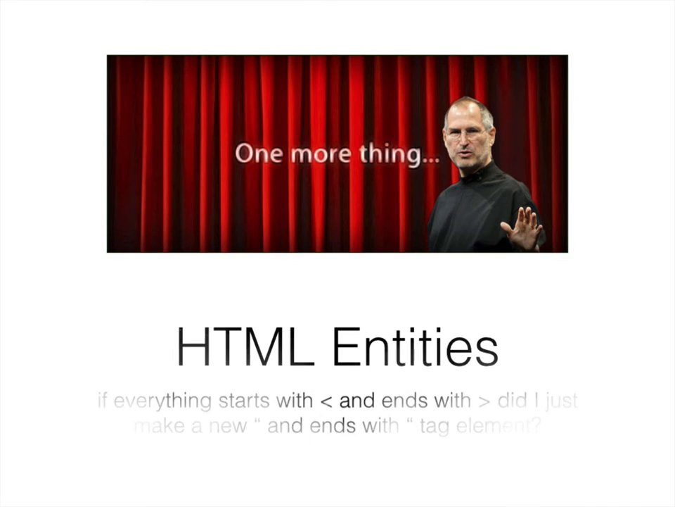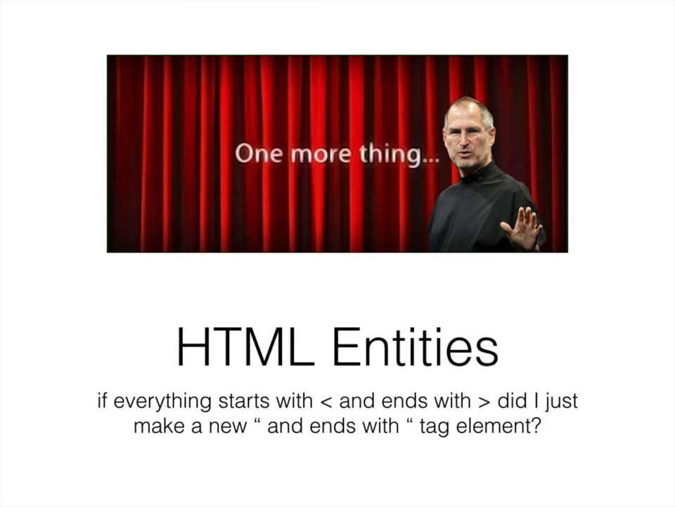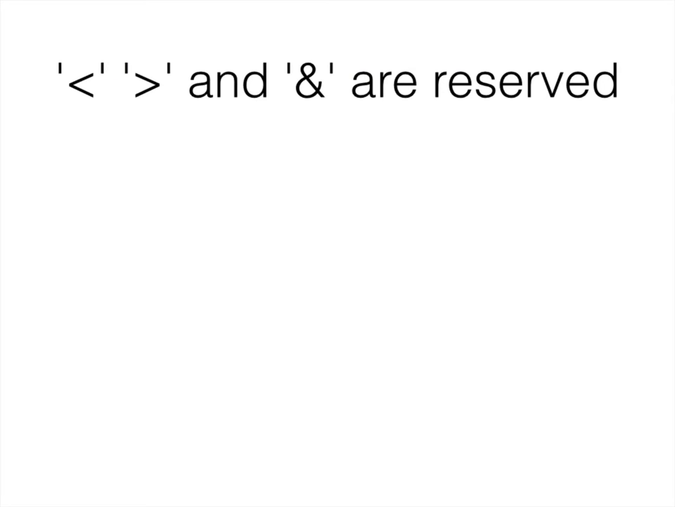HTML entities. Basically, the idea here is that the less than symbol and the greater than symbol are reserved. So you can't just have those in copy inside of a paragraph or something like that. So how do you get around that limitation? You have what's called an HTML entity, which is an ampersand followed by some characters and then a semicolon.